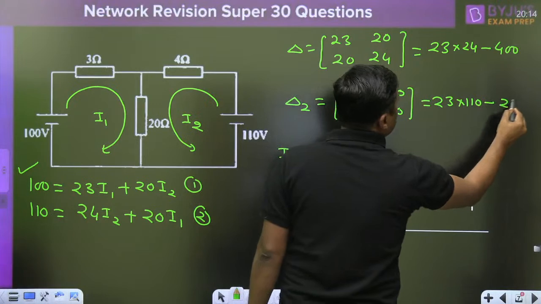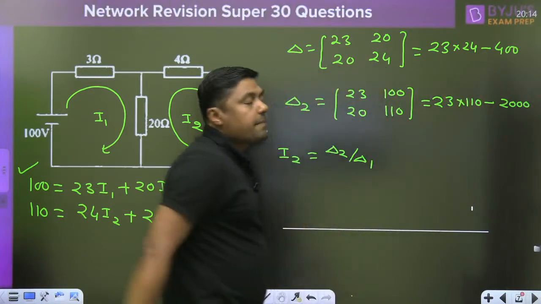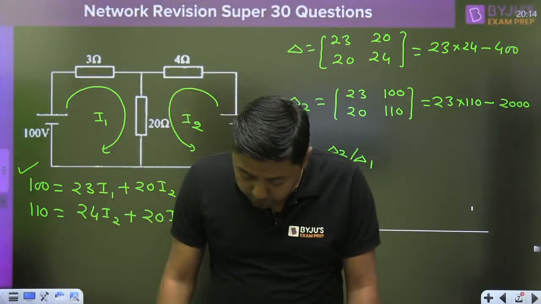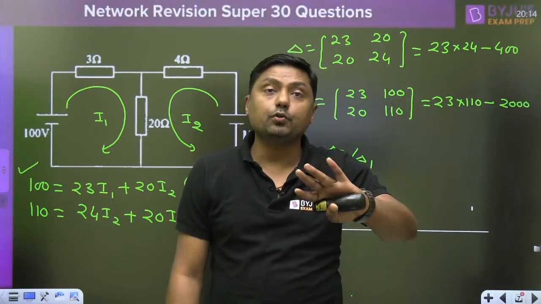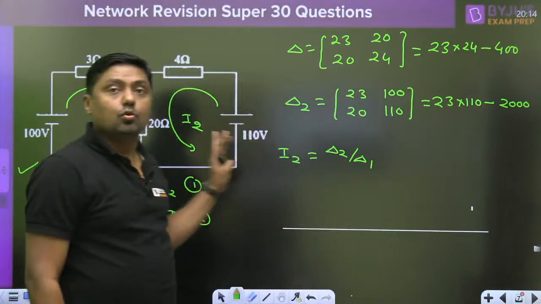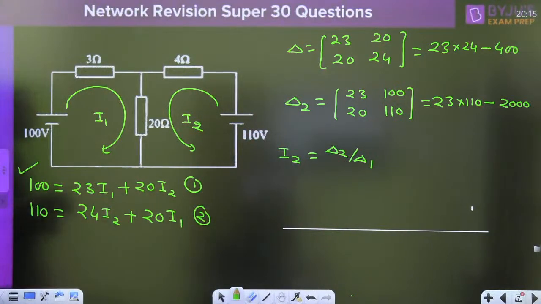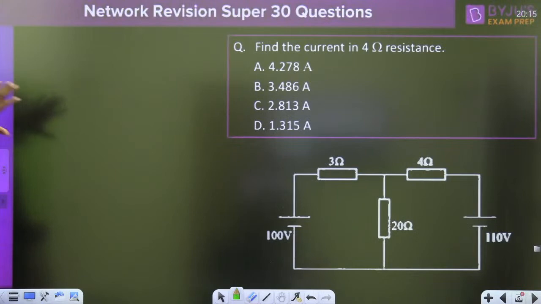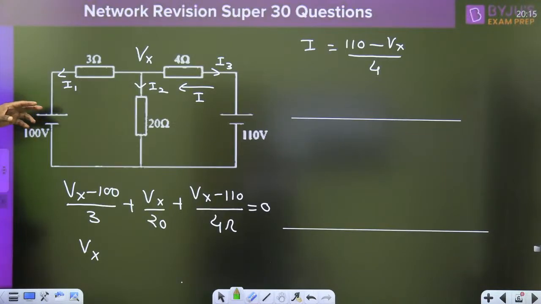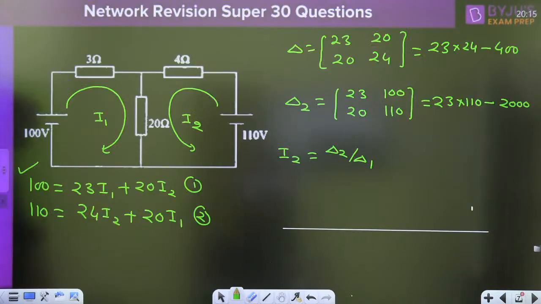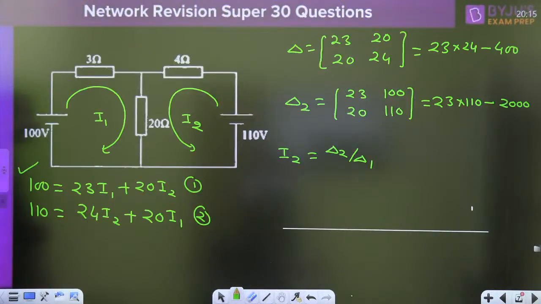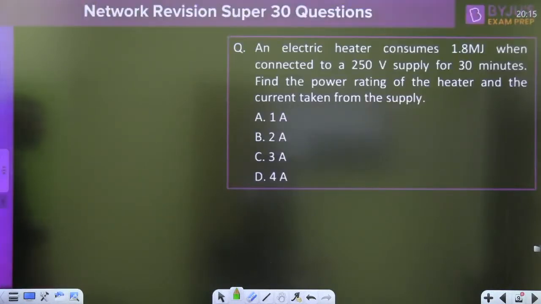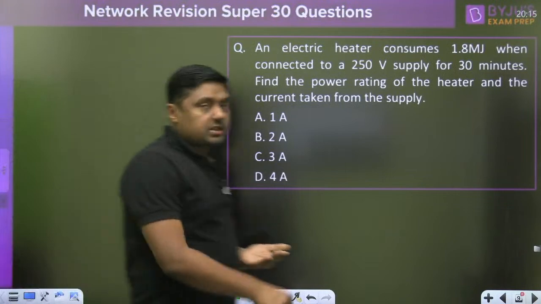110 minus what? 2000. Very easy. So it's up to you which method is easy. Is Cramer's rule clear to everyone? This Cramer's rule, look, this is just a method. Source transformation or mesh analysis, or simply source transformation, that is the method.